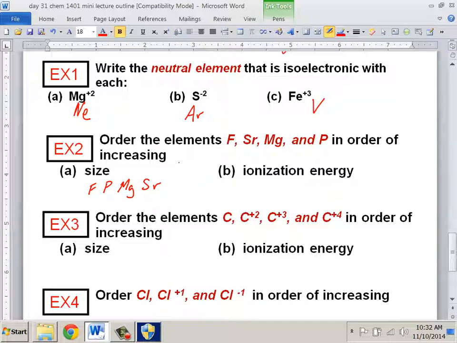Okay. And then ionization energy, remember the arrow is just the exact opposite, so just flip your order, and you'll have the answer for B. Just flip the order, because it's the exact opposite trend.